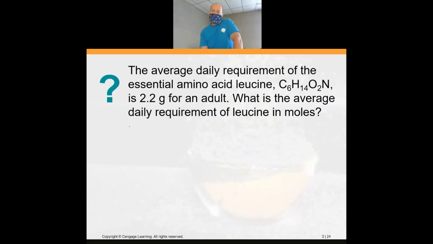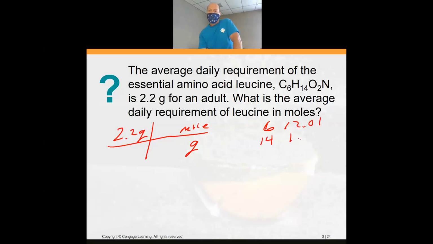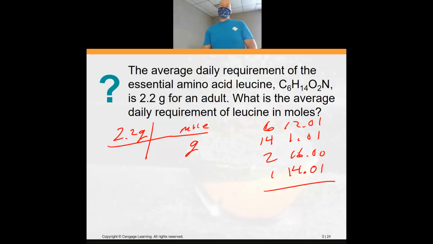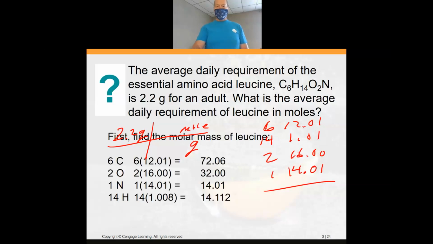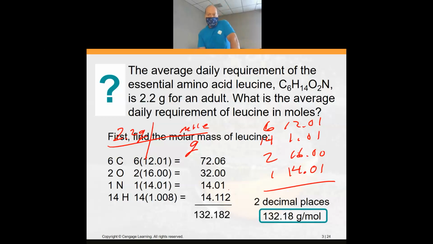All right, so we're just going to take, again, 2.2 grams, and then we have to, again, divide by whatever grams we get for this per mole. So you got 6 times 12.01, you got 14 times 1.01, you got 2 times 16.00, and you have 1 times 14.01. All right, so you got to multiply that and add it all up. You got 6 carbons, 14 hydrogens, 2 oxygens, 1 nitrogen, periodic table. Push the buttons on your calculator, and you get your molar mass of 132.18.